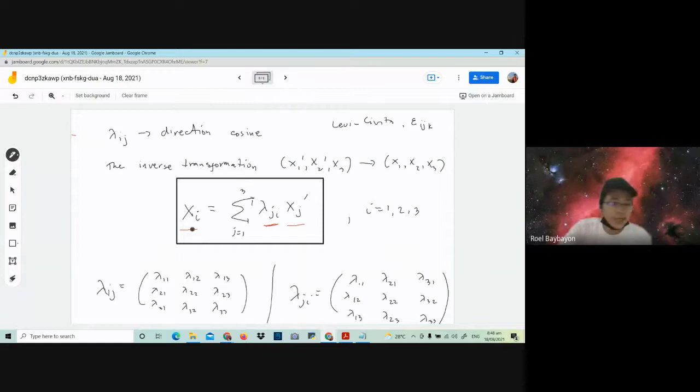By the way, this lambda ij's, again, this is called direction cosines, or we also call this one as transformation matrix. Okay? Kani mga lambda ij's is also called direction cosines, and we can also call this one as transformation matrix. Kaya diri man magbase ang unsaon pag-transform nimo ang usa ka coordinate system to another coordinate system. So we also call this one as transformation matrix.